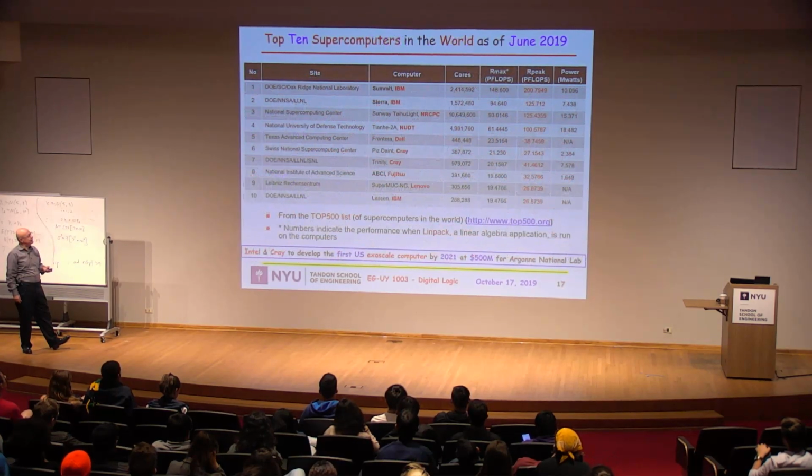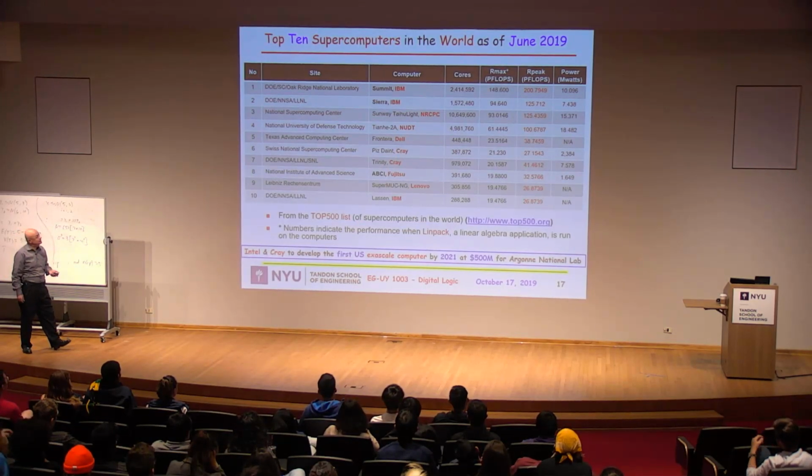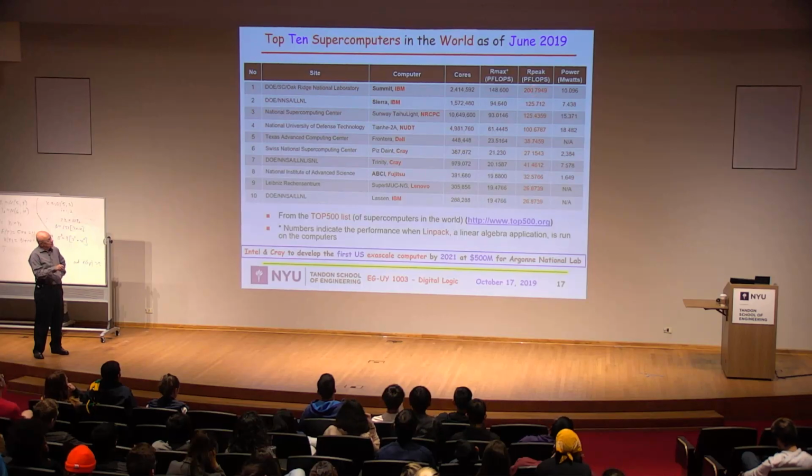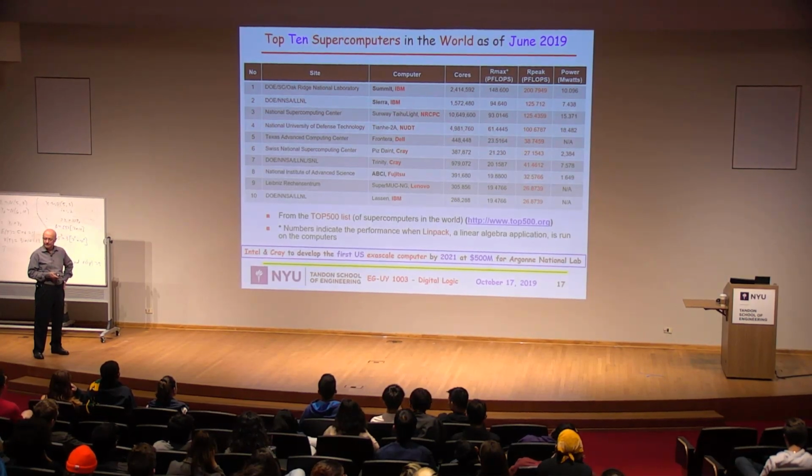And here is the list from Top 500. So if you do a Google search, everybody will get this list. The top 10 supercomputers in the world, the fastest computers in the world. Everybody look at the speeds. Top speeds from 200 to 26 petaflops there. And they cost about $100 million to $200 million. Very expensive.